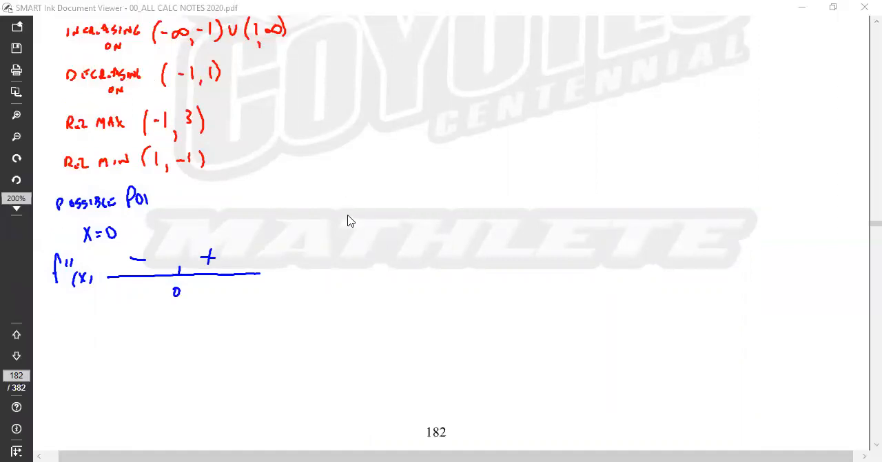So therefore, just like we did with increasing and decreasing, let's label concavity. It is concave down on the interval negative infinity to 0. It is concave up from 0 to infinity. We have an inflection point.